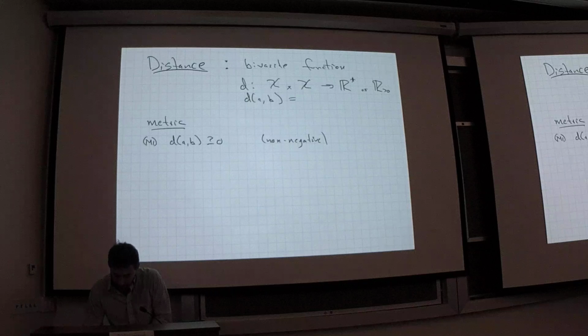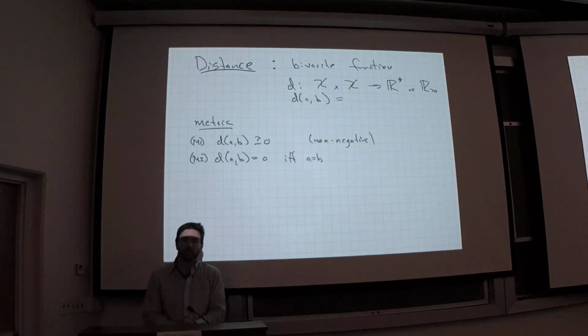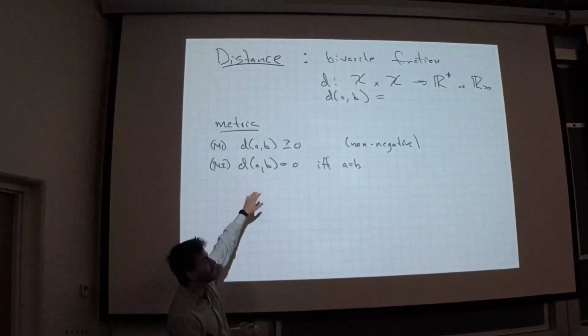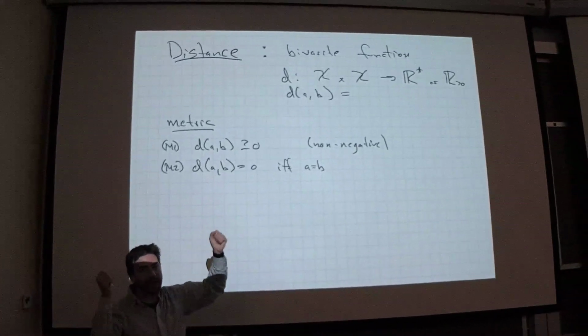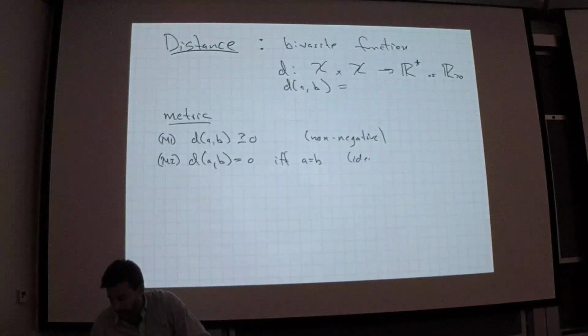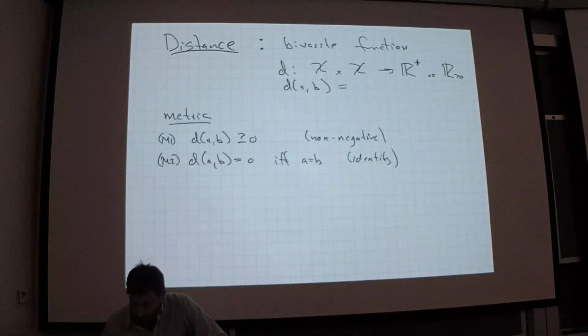Second, d(a, b) is equal to 0 if and only if a is exactly equal to b. So the value is only 0 if the two objects are exactly the same. This is often called the identity. The first two are sometimes grouped together in one property, but sometimes we'll have M1 without M2.